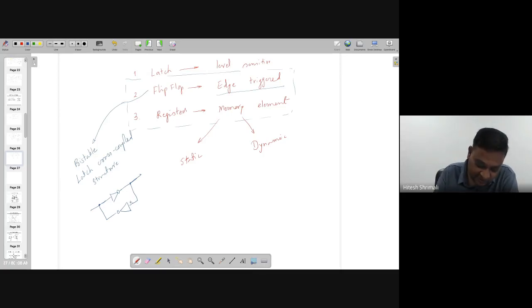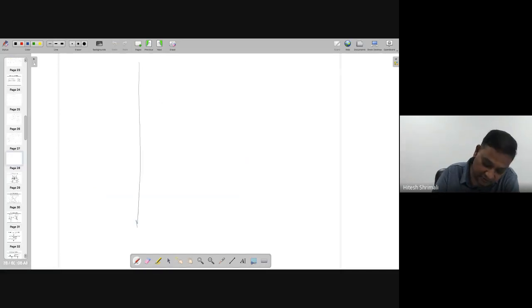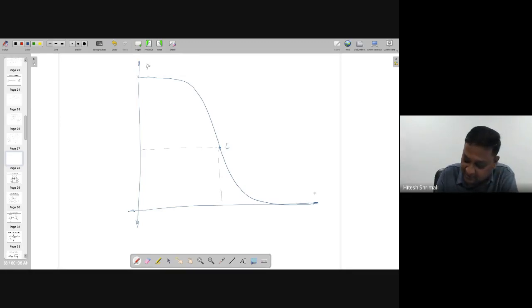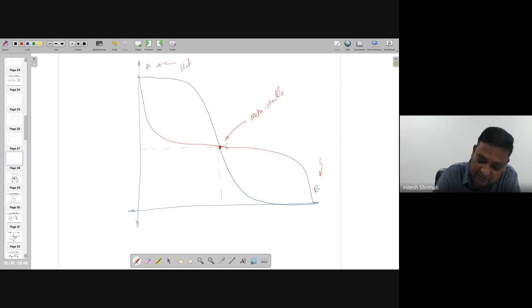So these are the things we have studied, and other than that we have also studied that there are 3 different points in a bistable property. A, B, and C, 3 points are there, and there are 2 characteristics that look like this. So C is the metastable point. B and A are the stable points.